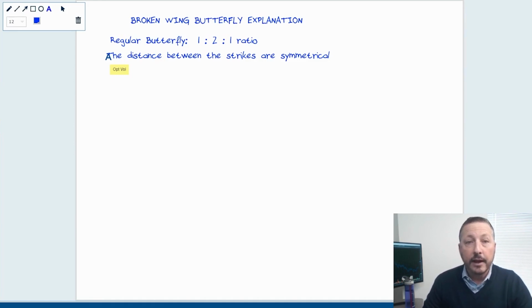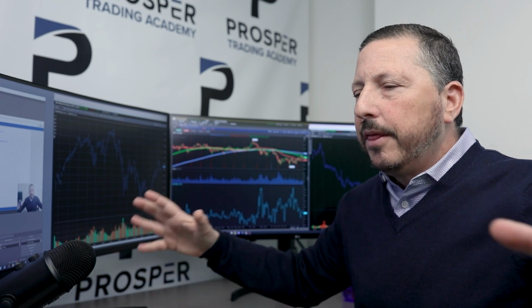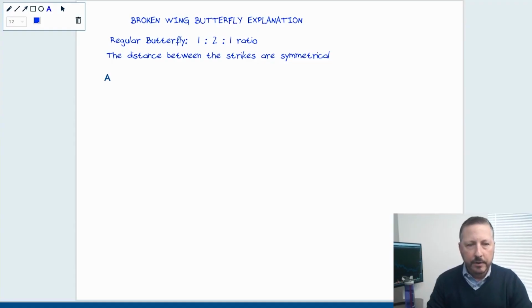The difference between a regular butterfly and a broken wing, and actually before I go into that, let's talk about why the wing. In option terminology, the wings of a spread are known as the outer options, the outer strikes. Those are the wings. The middle is known as the guts. That's trader terminology back from the floor. So the wings on the outside, the guts in the middle. The wings on a regular butterfly are equidistant from the guts, from the middle.